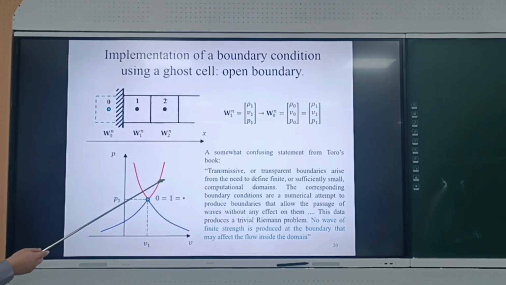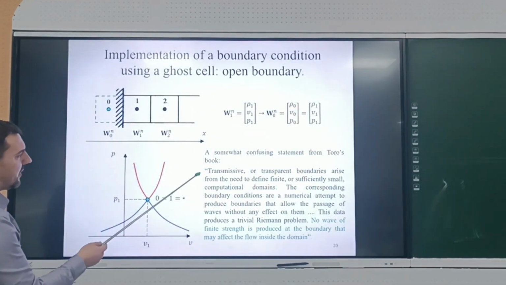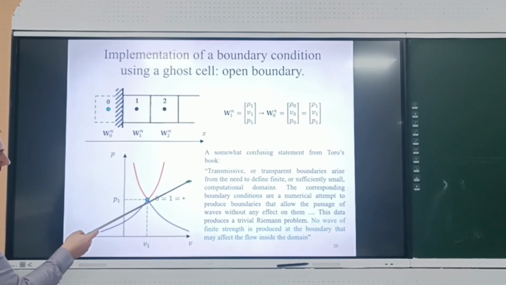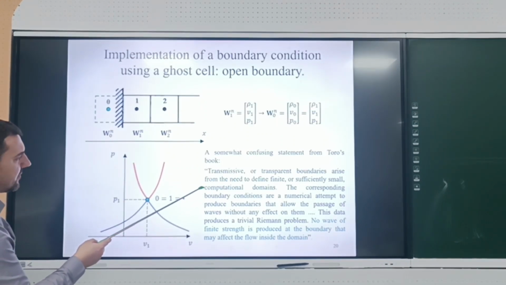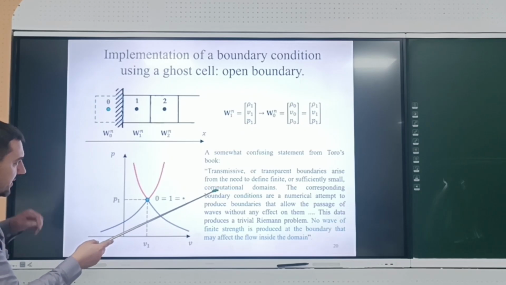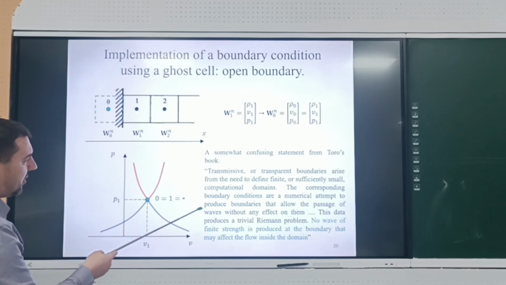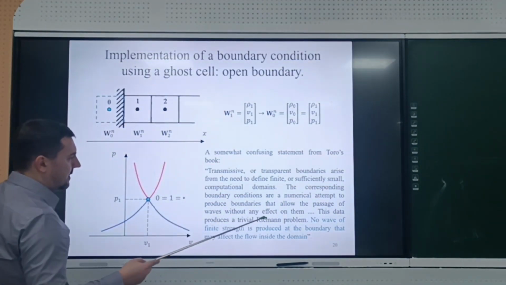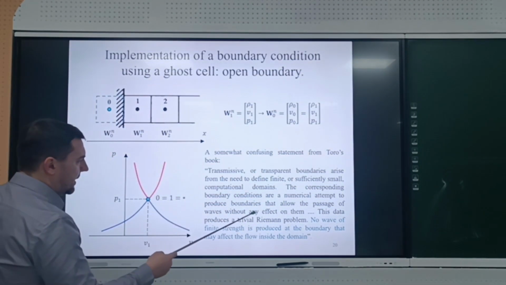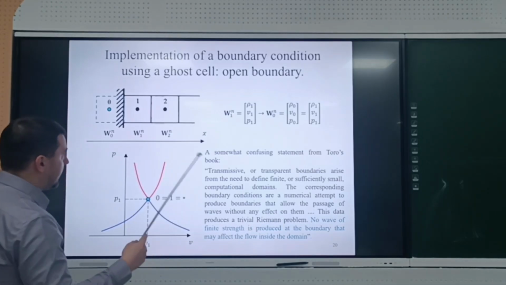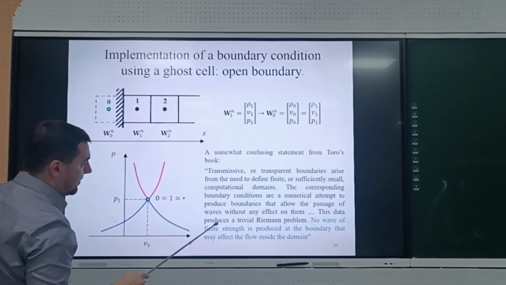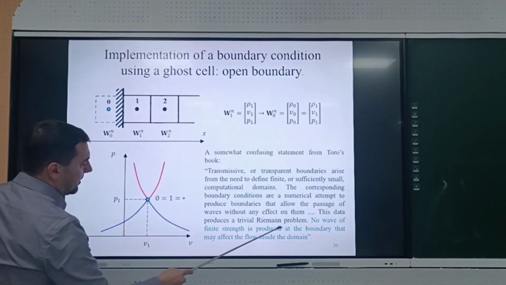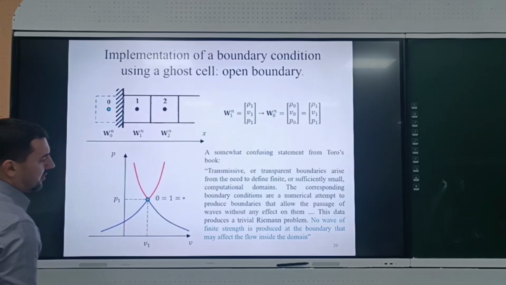Actually, there is a bit of a confusing statement in Toro's book regarding this case. He writes that transmissive or transparent boundaries arise from the need to define finite or sufficiently small computational domains. The corresponding boundary conditions are a numerical attempt to produce boundaries that allow the passage of waves without any effects on them. This data produces a trivial Riemann problem. No wave of finite strength is produced at the boundary that may affect the flow inside the domain.